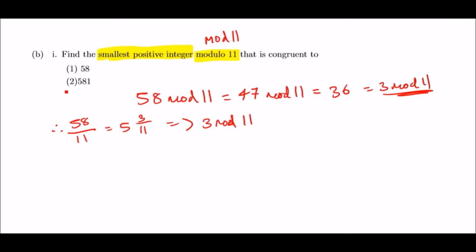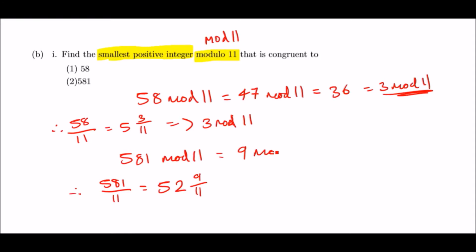So let's try that for 581 now. So 581 mod 11. Using the remainder theorem, you just divide 581 by 11. Change it to a mixed fraction in your calculator, and you should get 52 and 9/11ths, meaning the remainder is going to be 9 mod 11. And that's your answers for both.